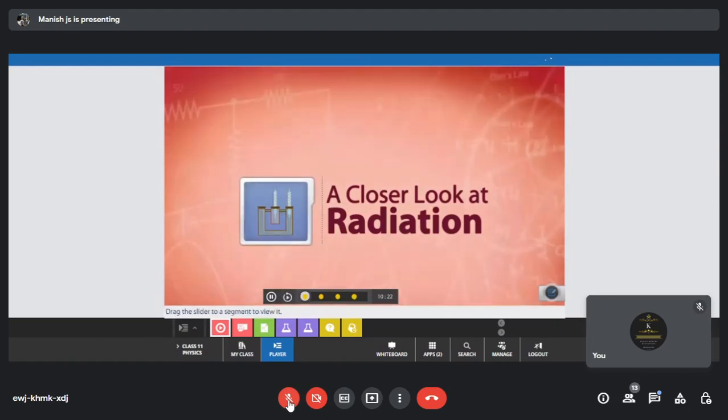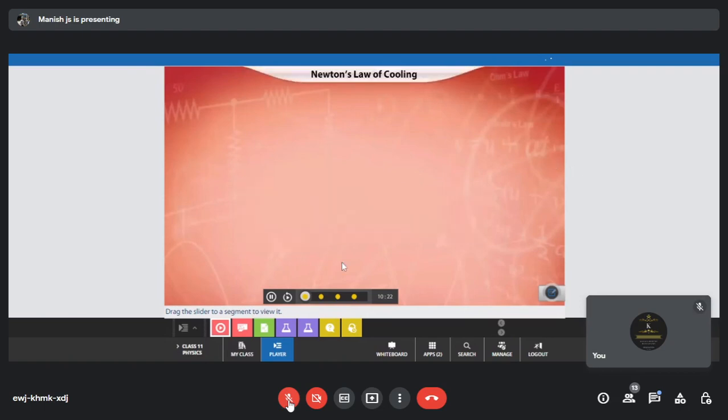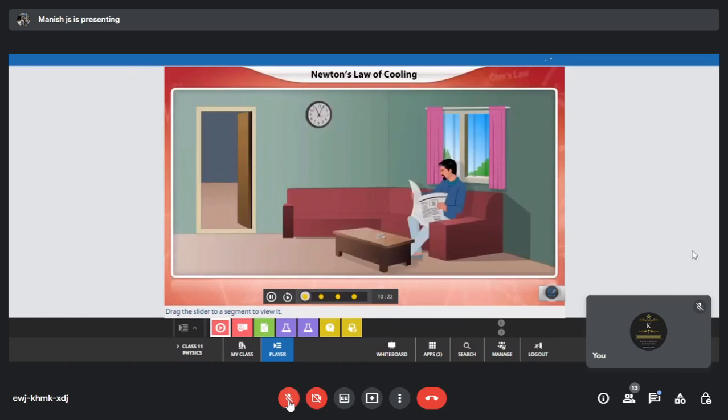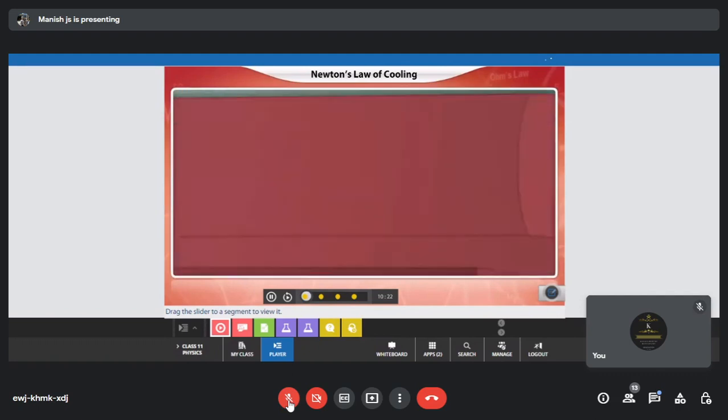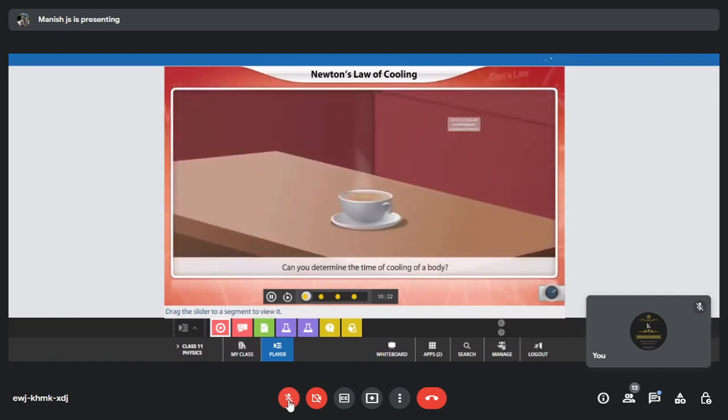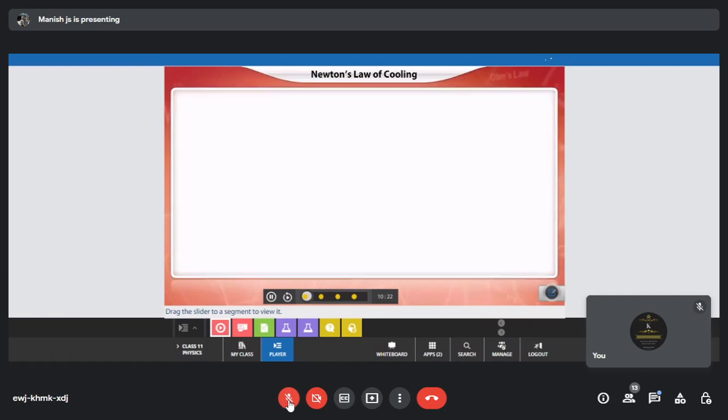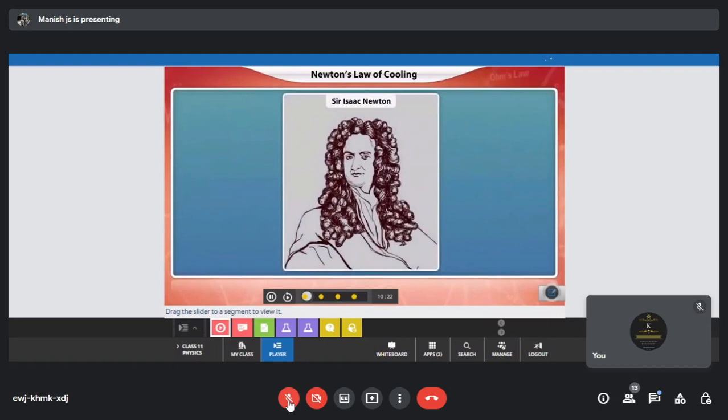A closer look at radiation. A hot cup of tea will eventually cool. That's a sad truth some of us might have experienced in our life. All hot objects eventually cool down. But can you determine the time of cooling of a body? Sir Isaac Newton had the same question, and he came up with a law to answer this question.